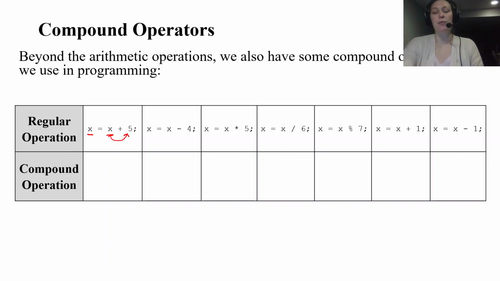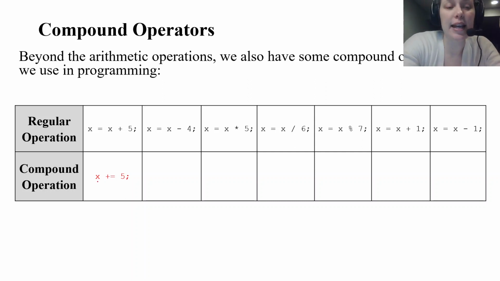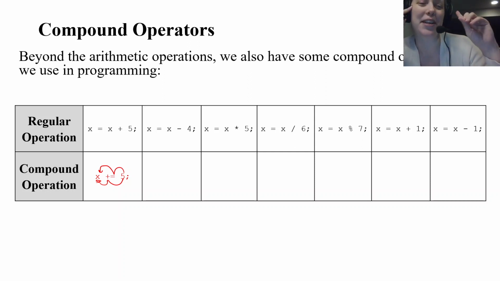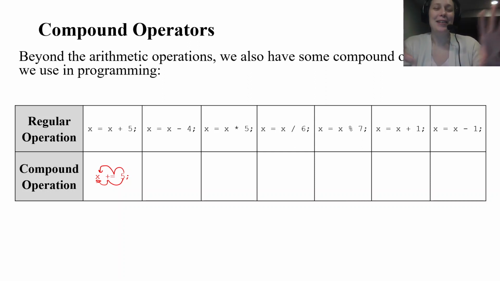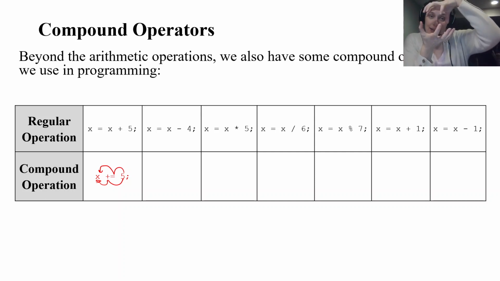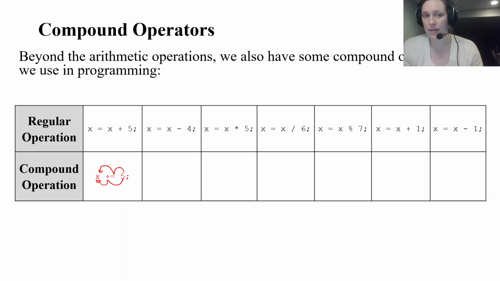The compound operation looks like this. Okay? So it says take the value of x, add 5 to it, and then store it back in x. Okay? My little trace. That's how I kind of think about it when I read it. So you may or may not be the same way. But that's a compound operator. So when you see the plus equals, okay, that plus equals means take the value that's in x, in this container, and add 5 to it, and then just keep it in x.